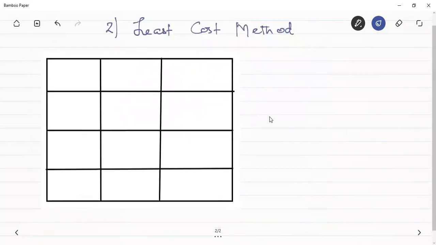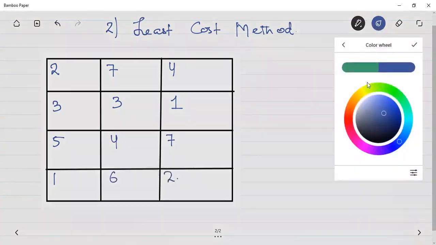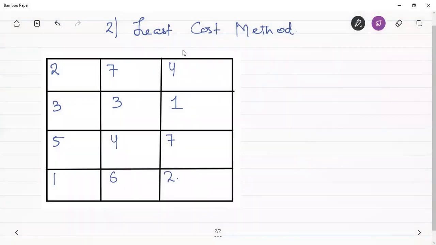Okay, so we can see that we can write the same elements which we had discussed in the previous class. So this will be equal to 2, this will be equal to 7, this is equal to 4, this is equal to 3, this is equal to 3, this is equal to 1, and this is 5, here we have 4, here we have 7, here we have 1, here we have 6, and here we have 2. Okay, these are the cost per unit of different cells.